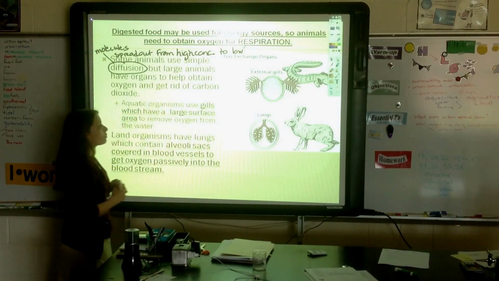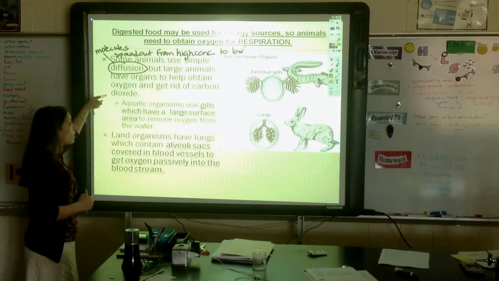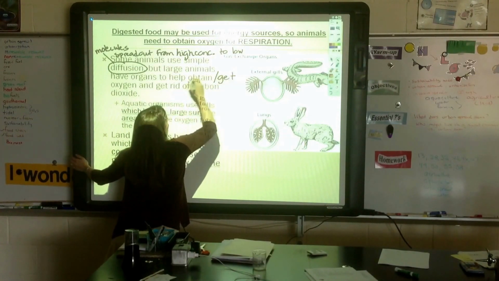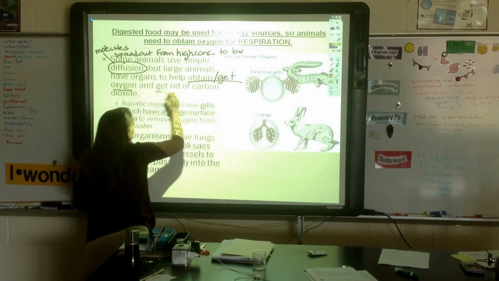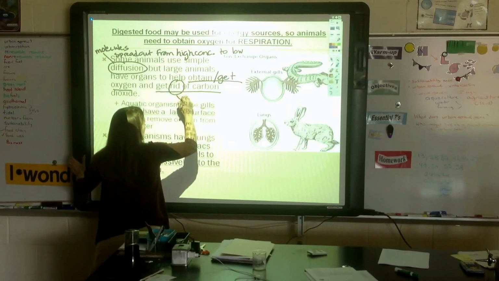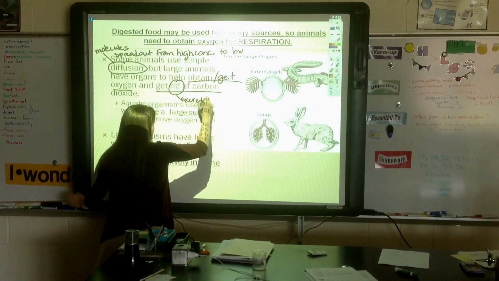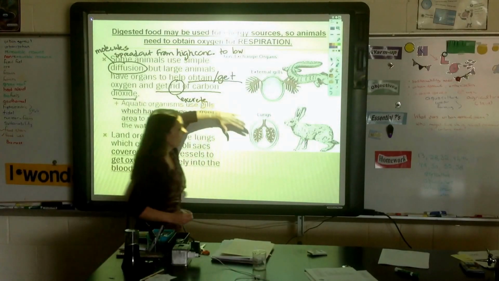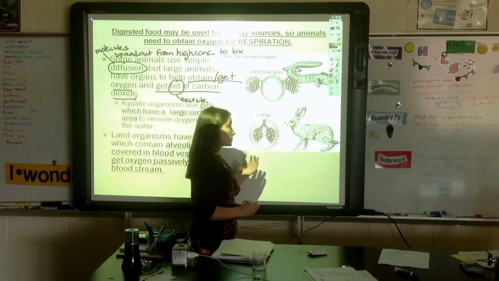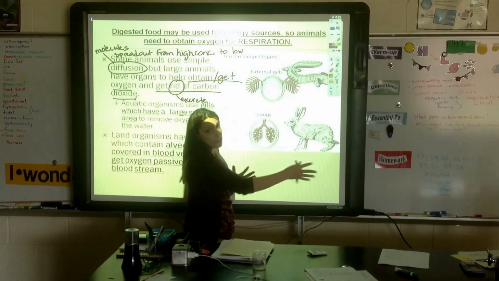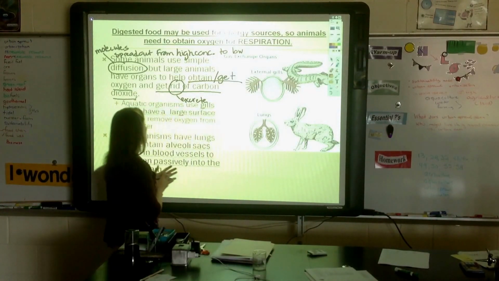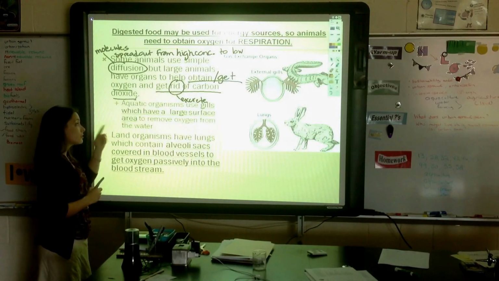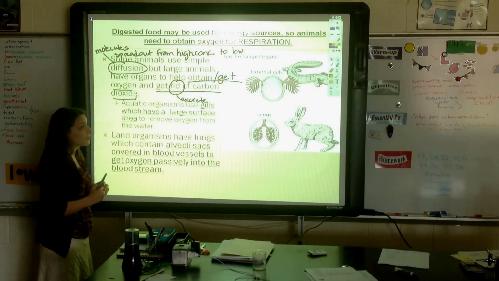For larger animals, they need organs to help them obtain, which means get, oxygen and get rid of, or we know a word for that, excrete, carbon dioxide. So that means that coming into the bloodstream is going to be oxygen, going out of the bloodstream is going to be carbon dioxide. Aquatic organisms use gills, which have a large surface area to remove oxygen from the water.